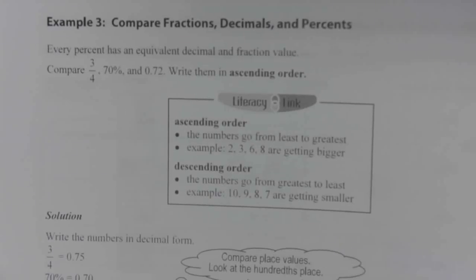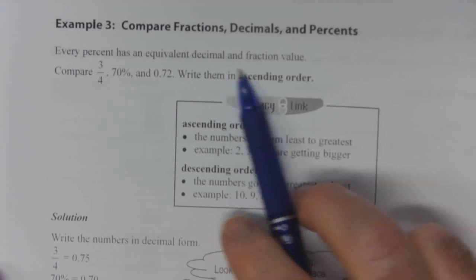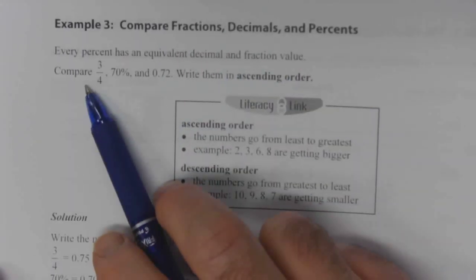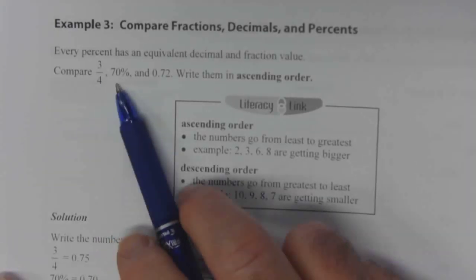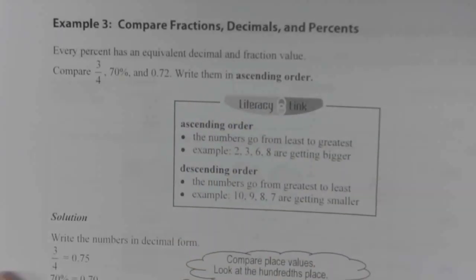3, compare fractions, decimals, and percents. Every percent has an equivalent decimal and fraction value. So we can compare different numbers, in this case 3/4, 70%, and 0.72, and write them in ascending order.